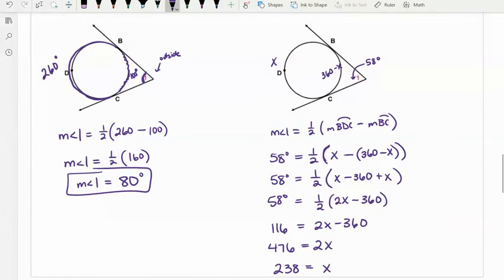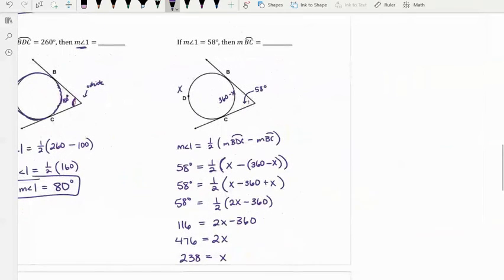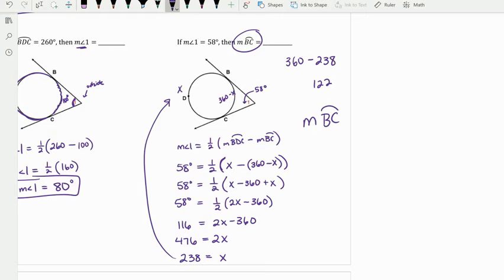Okay, now be careful here. We found x, right? We want to know the measure of BC. I probably should have done this the other way if I was thinking better, right? But when I found x, that's the arc BDC. I actually want the measure of arc BC. So then to find BC, I'm going to do 360 minus 238. And that's 122. So the measure of arc BC would be 122 degrees.